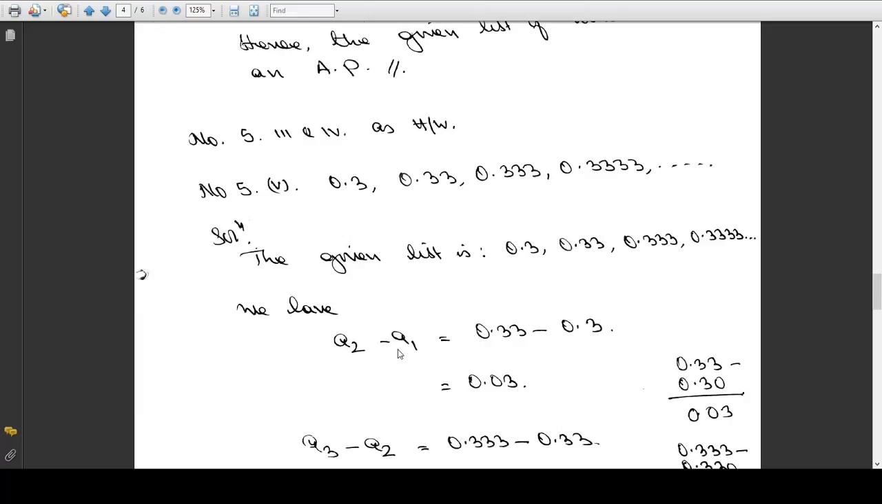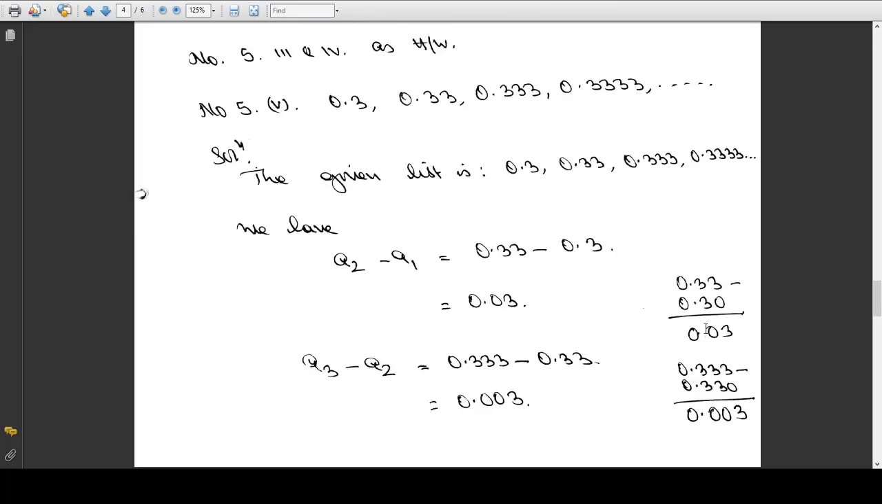Okay, now second minus the first. Second is 0.33 minus 0.3. Now if you do subtraction, here you have 2 decimal places, here you have 1 decimal place. I've shown you here on the right side, 0.33 subtract 0.3. You cannot put 3 here, this decimal point.